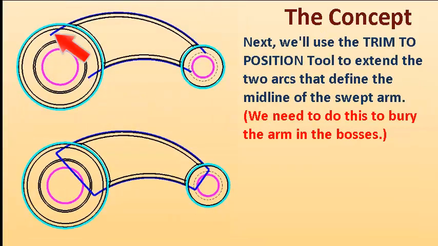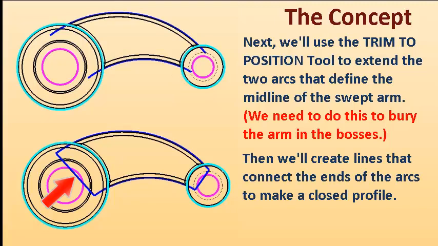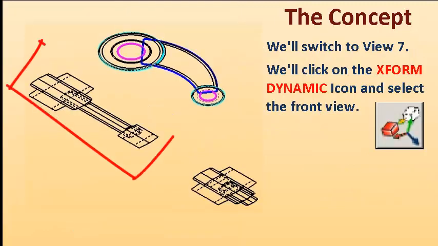Next, we'll use the Trim to Position tool to extend the two arcs that define the midline of the swept arm. We need to do this to bury the arm in the bosses. Then we'll create lines that connect the ends of the arcs to make a closed profile. We'll switch to View 7.